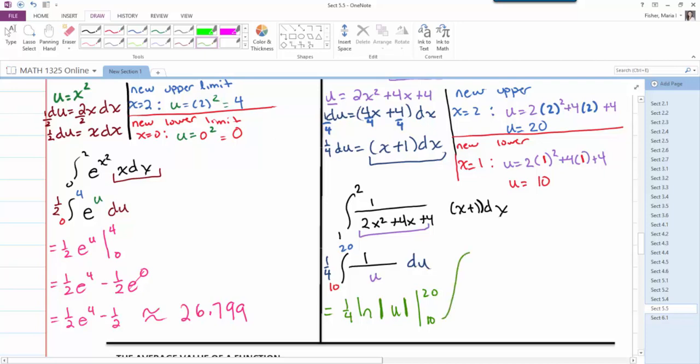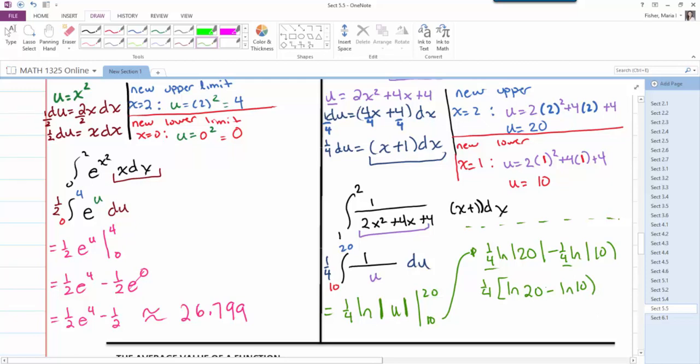Now, if we move over here to finish this off, we're looking at 1/4 times the natural log of the absolute value of 20 minus 1/4 times the natural log of the absolute value of 10. Now notice these both have 1/4 in common. So this is going to be 1/4 times the natural log of 20. And I don't need absolute value bars around it because 20 is a positive number. Minus the natural log of 10.